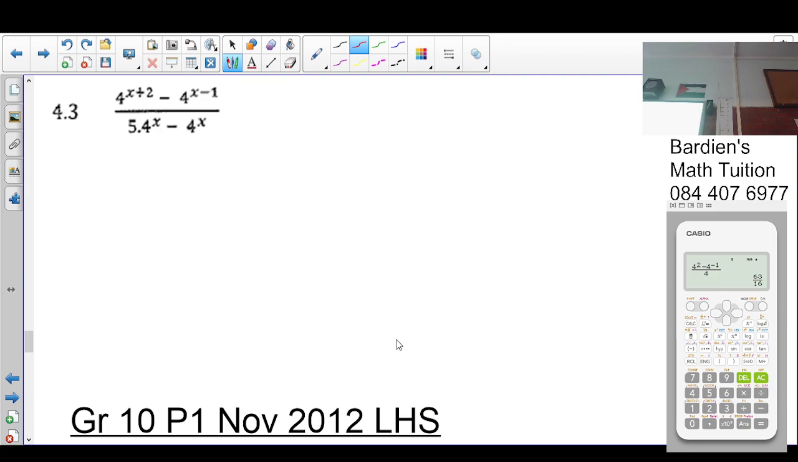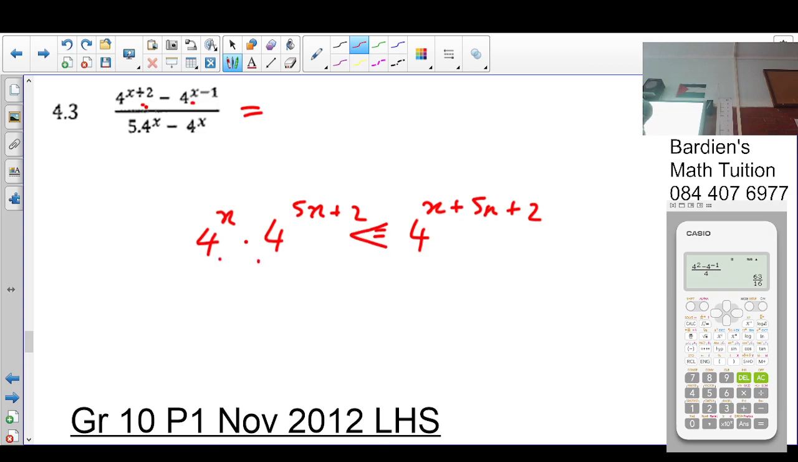So what we do is we can't subtract or add the same. So we take out the common factor. If we've got 4 to the x times 4 to the 5x plus 2, what will this be? 4 to the x plus 5x plus 2. That's right. When you're multiplying by itself the same base, we add the exponents. So if you work in reverse, it's also true. Can you see that? So 4 to the x plus 5x plus 2 can be written as 4 to the x times 4 to the 5x plus 2.